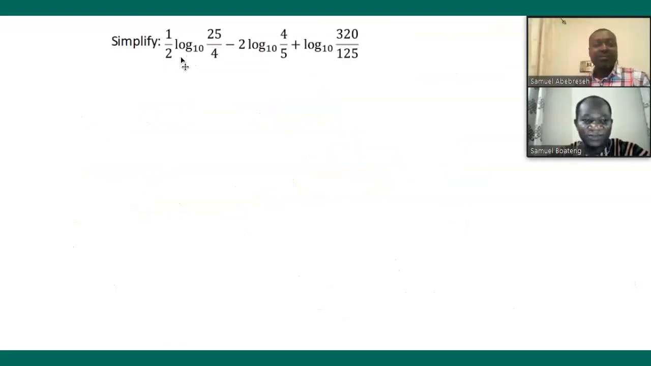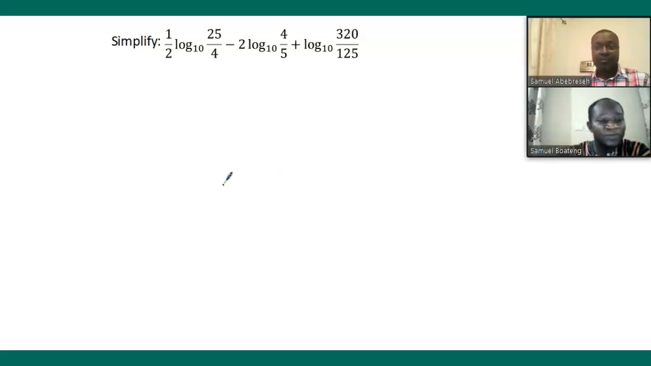Our next question. Half log 25 on 4 base 10 minus 2 log 4 on 5 base 10 plus log 320 on 125. Okay. So as I said in the previous questions, you will be making use of the laws of logarithm. Bear in mind, you apply the properties and then the laws.